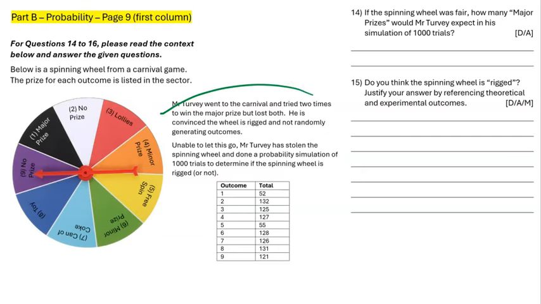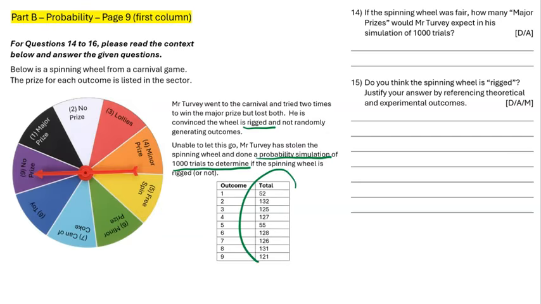Mr. Turvey went to the carnival game. He tried 2 times and he didn't win the major prize, so he lost both of them. He has a suspicion that this is rigged and it's not randomly generating outcomes. It's basically trying to avoid this major prize and give out these smaller minor prizes. So Mr. Turvey's stolen this spinning wheel, and he's now done a probability simulation to test if the spinning wheel is rigged or if it's a fair one, and maybe he just got unlucky.